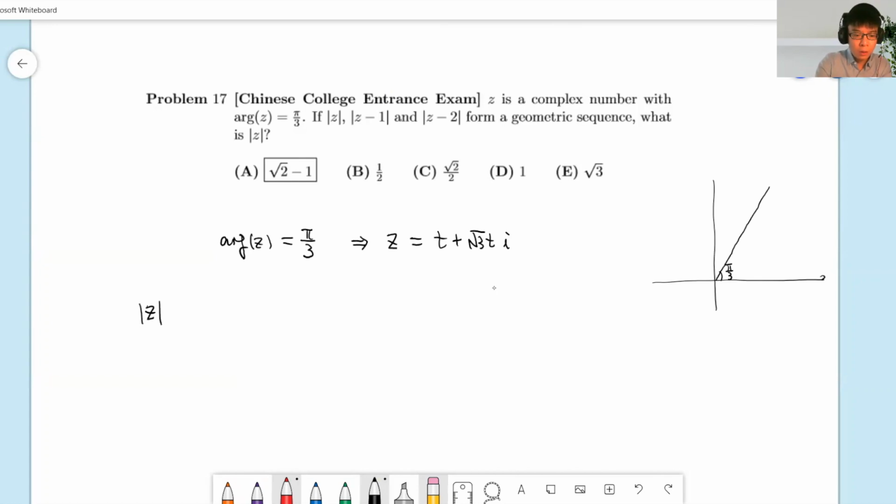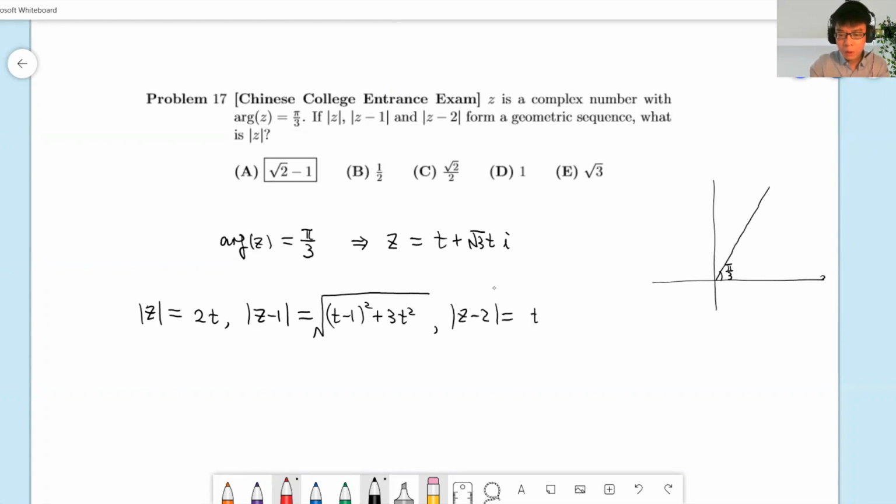Let's express the moduli. The modulus of z equals 2t, and the modulus of z minus 1 equals the square root of (t minus 1) squared plus 3t squared, by definition. The modulus of z minus 2 equals the square root of (t minus 2) squared plus 3t squared. So these three numbers form a geometric sequence.